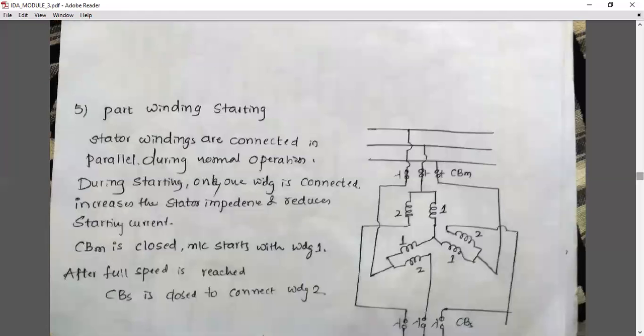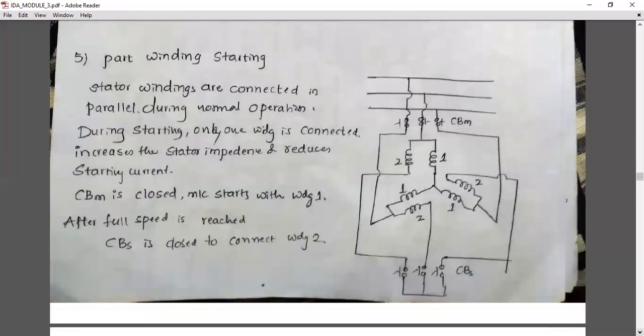So part winding. It is the interesting part. Stator windings are connected in parallel during normal operation. But during starting, only one winding is connected, which increases the impedance and reduces the starting current. How it works: CBM is closed, and the machine starts with winding 1. After full speed is reached, CBS is closed.